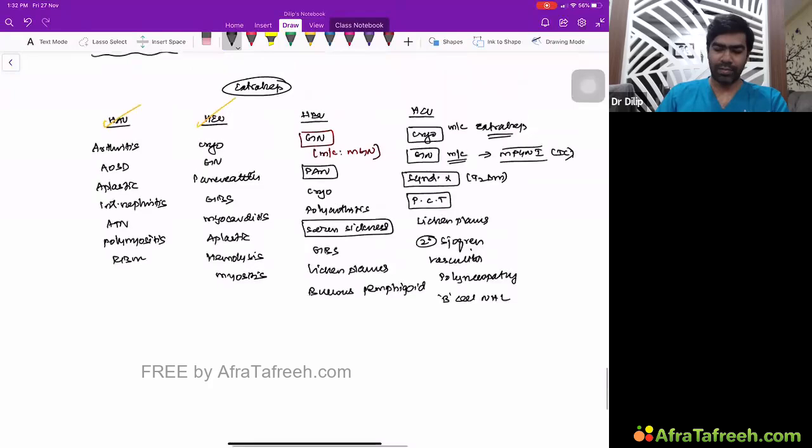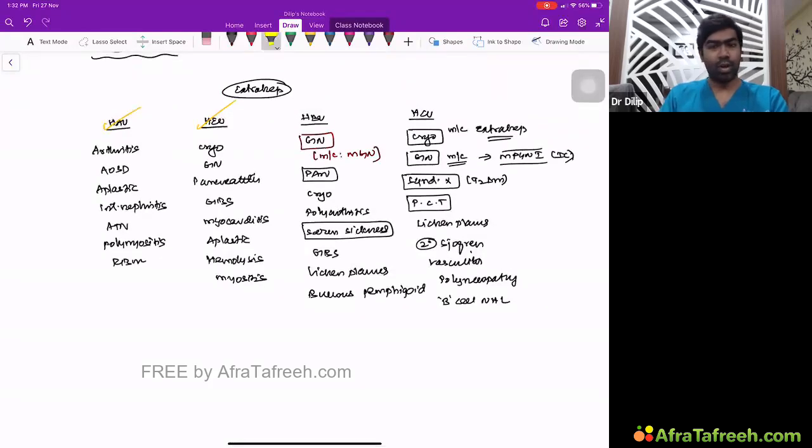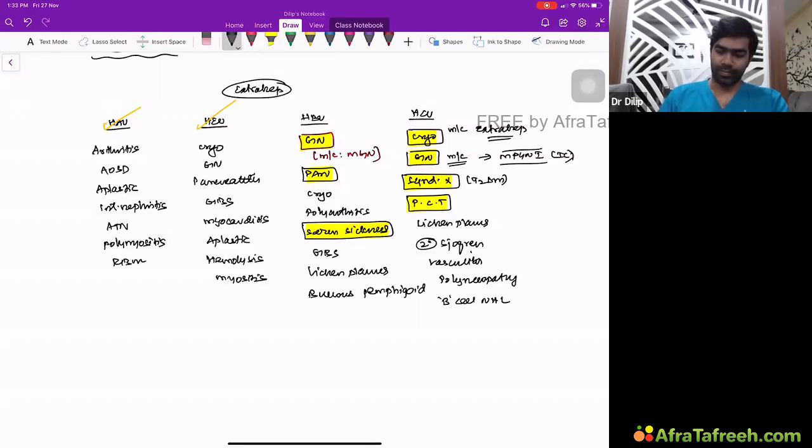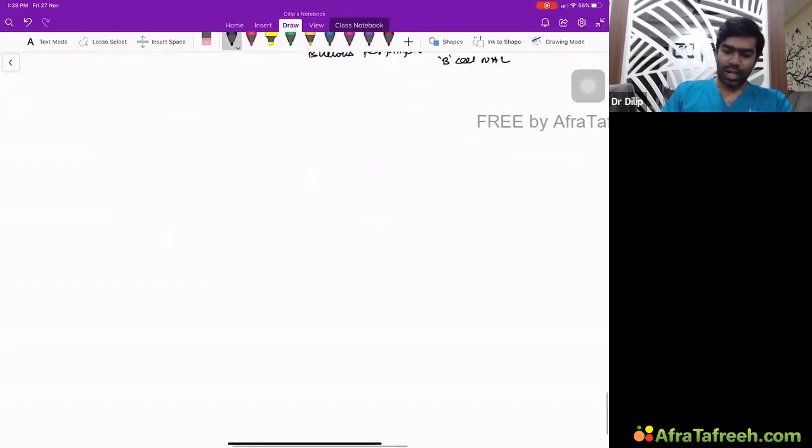So many extrahepatic manifestations are there. But whatever I boxed out are very, very important. So for hepatitis A and E virus, usually they won't ask about the extrahepatic manifestations. But for hepatitis B virus, surely they will ask, out of which the three things you need to know are glomerulonephritis, PAN, and serum sickness. For hepatitis C virus, 100% they will ask: cryo, glomerulonephritis, type 2 diabetes mellitus, and porphyria cutanea tarda. These are the four things that you need to know as far as the extrahepatic manifestations of hepatitis C virus are concerned.